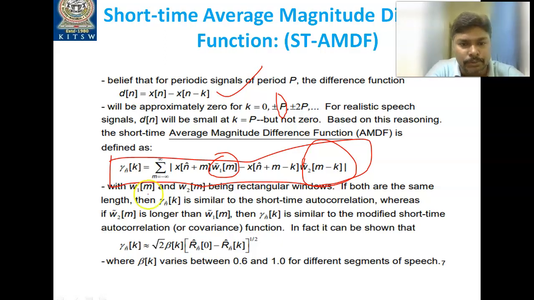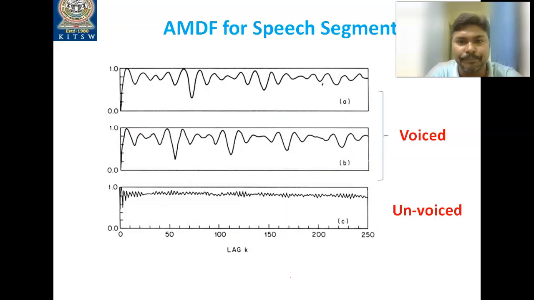In fact it can be shown that this gamma n of k equals root 2 beta of k times (rn of 0 minus rn of k) whole to the power of 1 by 2, where beta of k varies between 0.6 and 1 for different segments of the speech. That is the way we need to understand it.